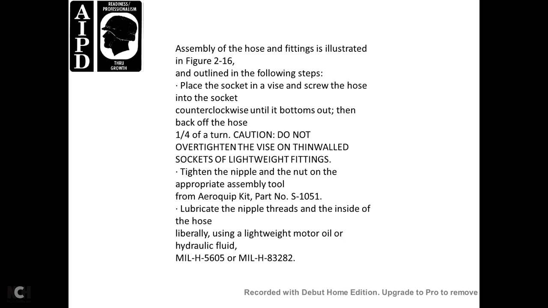Place the socket in a vise, screw the hose into the socket counterclockwise until it bottoms, then back off the hose 1/4 turn. Caution: do not overtighten the vise on thin-walled sockets with light weight fittings. For tightening the nipple and nut, use the appropriate assembly tool from the Aero Equip kit, part number S1051. Lubricate the nipple threads and the inside of the hose liberally with lightweight motor oil or hydraulic fluid, MIL-H-5606 or MIL-H-83282.